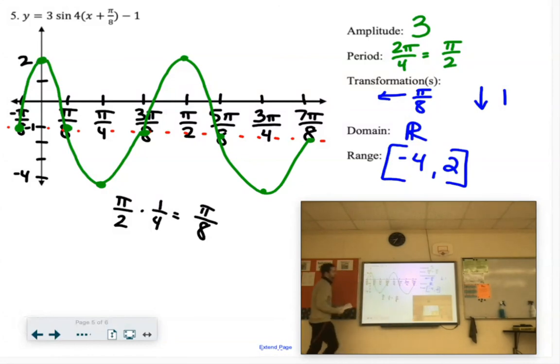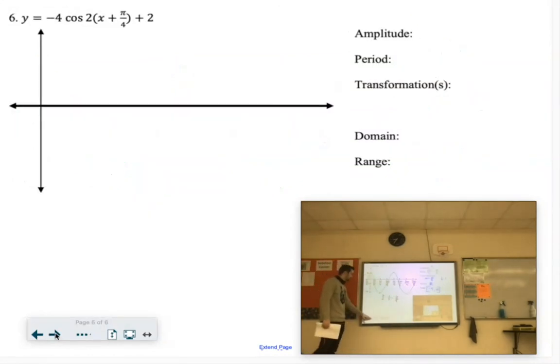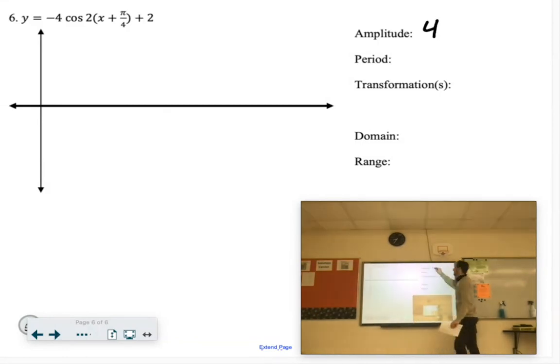That one was pretty tough. That's about as tough as they get. Until you get here, the last one. -4 out in front. That means our amplitude is going to be 4. It also means there's going to be a reflection.